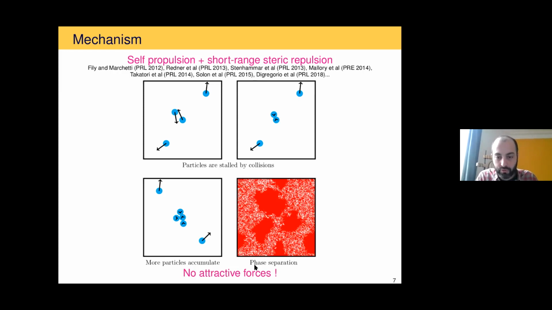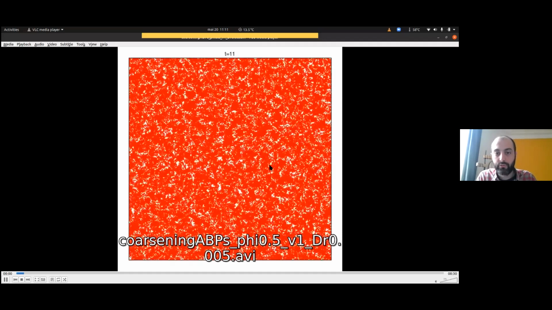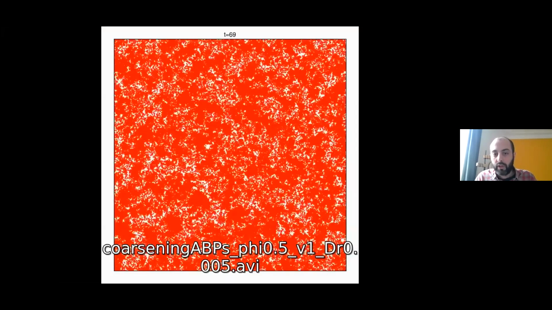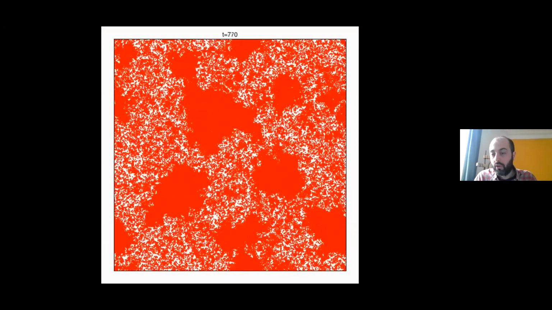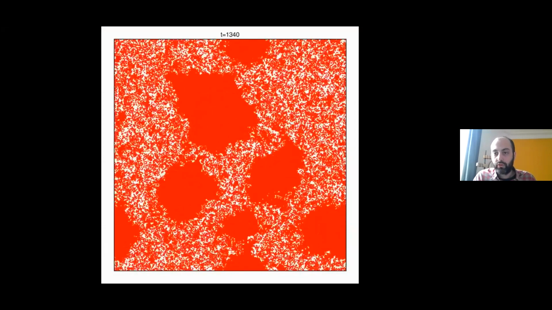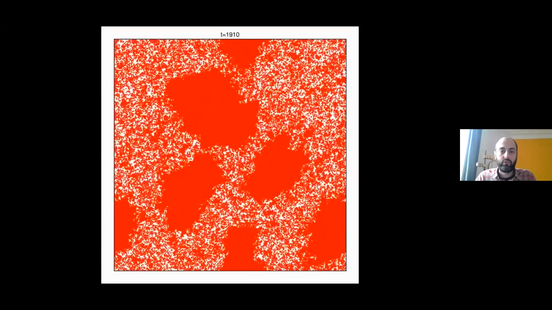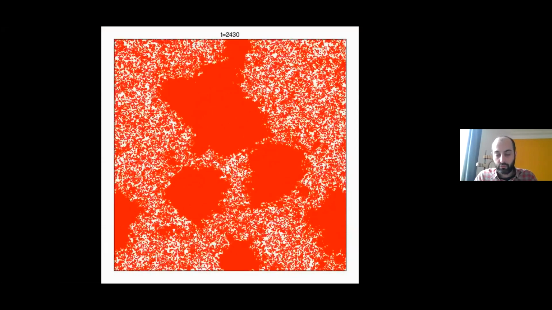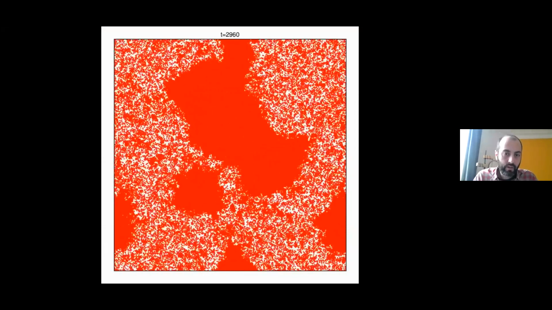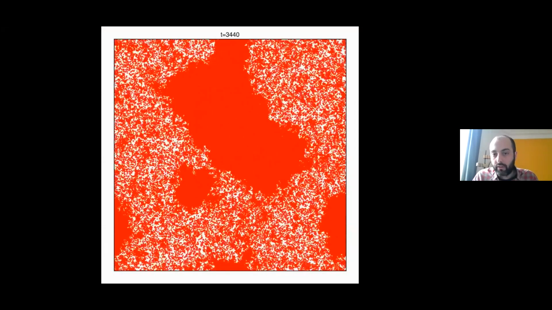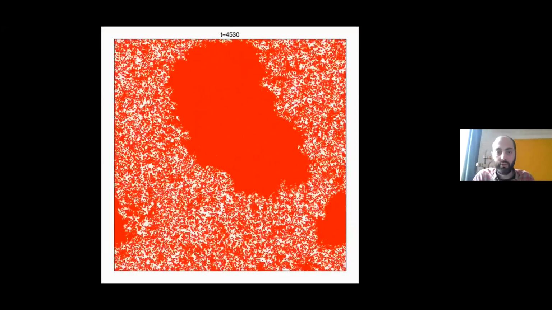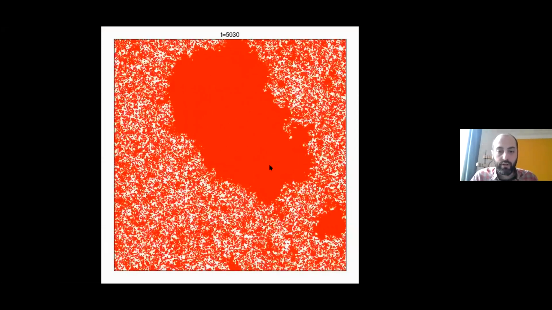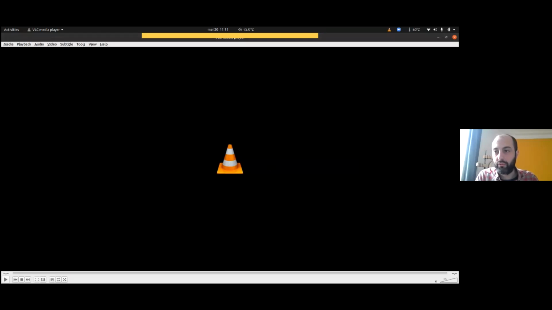So let me show you how it looks in a simulation. I start from a homogeneous state, and at small time, many clusters are formed. And then you have a coarsening phase. So small clusters disappear, and only the larger ones remain. Until at the end, you have only two domains. You have what I call a liquid high density domain, and a gas domain around it, and you have reached the steady state.